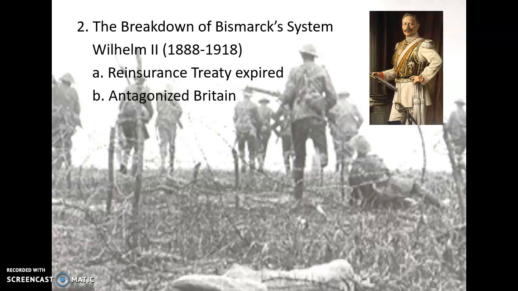Germany also found itself antagonizing Britain. Germany began a massive shipbuilding program that threatened Britain's naval supremacy. Germany also began to interfere with British affairs in Africa. Wilhelm II was trying to create an empire in one generation that it took Britain several generations to do. Britain saw this sudden growth of power as dangerous.